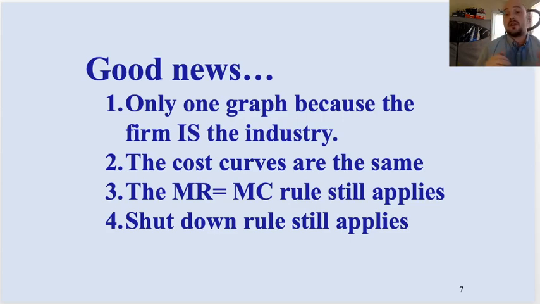All the cost curves that you learned in Unit 3, average total cost, average variable cost, average fixed cost, marginal cost, they are all identical in a monopoly. The marginal cost, marginal revenue line, where they intersect, that's still the profit maximizing rule, and the shutdown rule still applies. So all the things that you learned in Unit 3 still apply. You're just learning a new graph, and you're learning a new market structure.